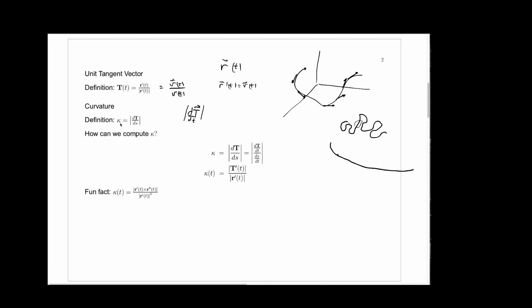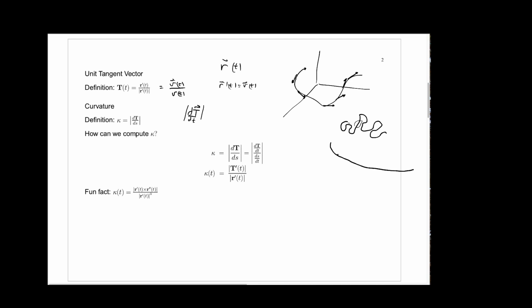The way we actually define it is that the curvature, and we use the Greek letter kappa, which looks like a K, to denote the length of this vector dT/ds, the rate of change of the unit tangent vector with respect to arc length. Now what does that mean?